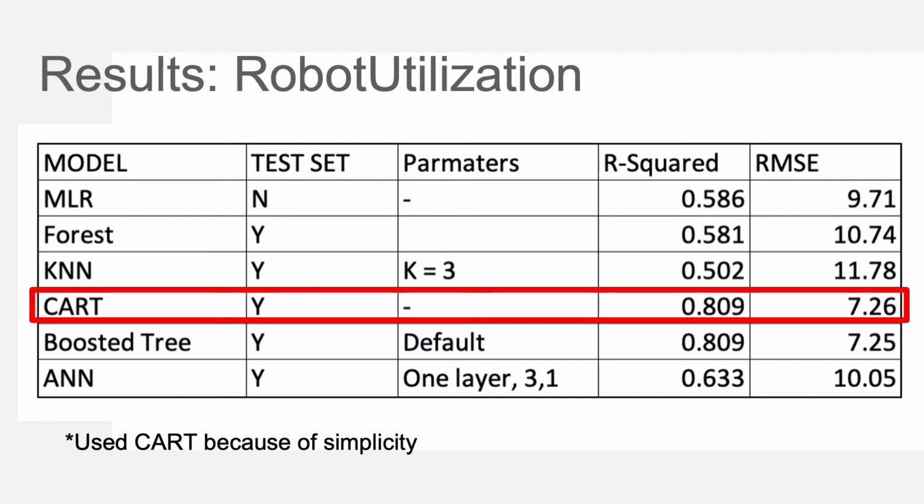So for our first results, we have robot utilization. We found that CART was the best algorithm in predicting how much our robot was being utilized. It gave us a good R-squared, but we were also really happy about the RMSE, which we're focusing on, because we're well within 10% of our predictions when you square those errors. And since it's between 0 and 100%, we were excited about that. CART was the simplest of all of them. That's also why we used it.